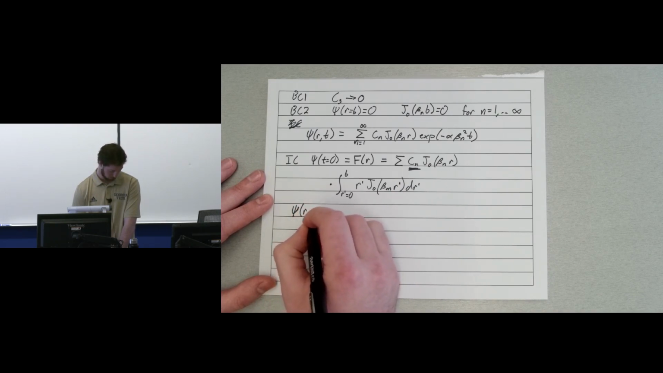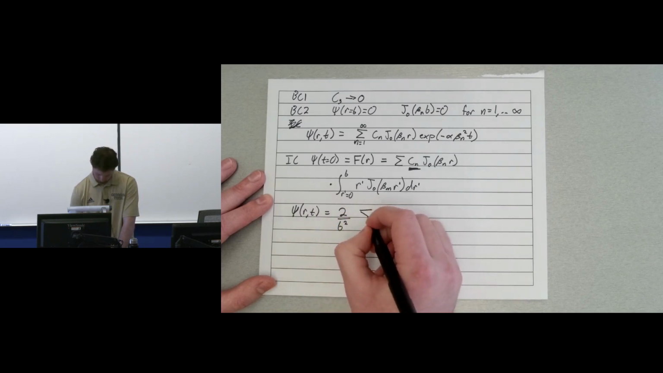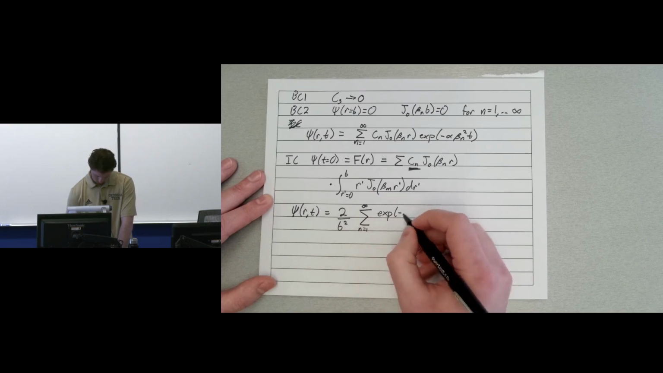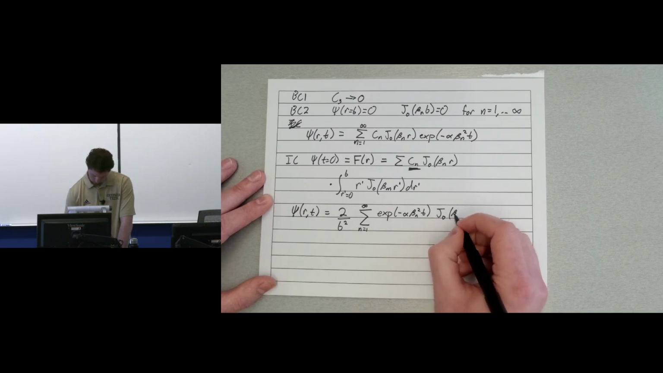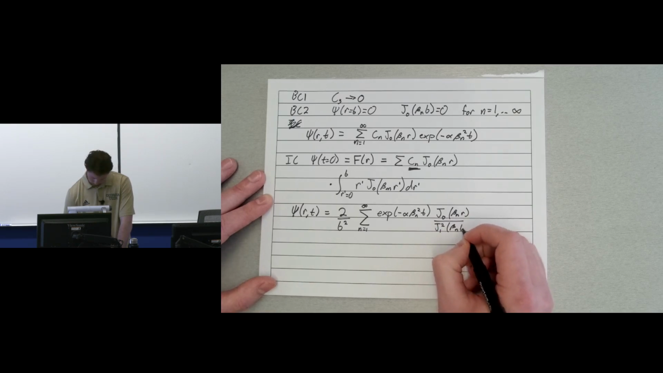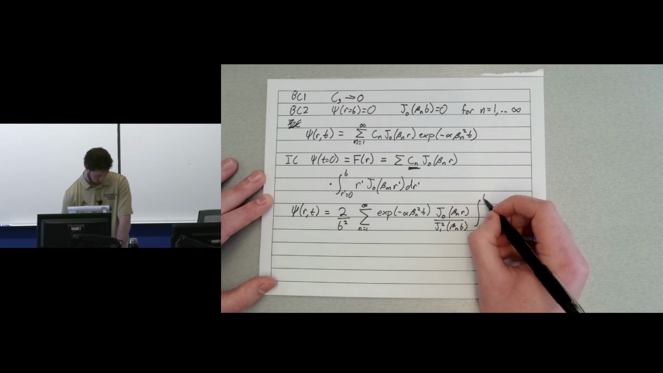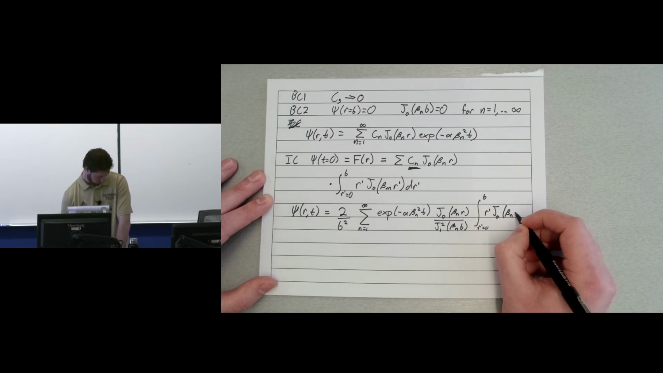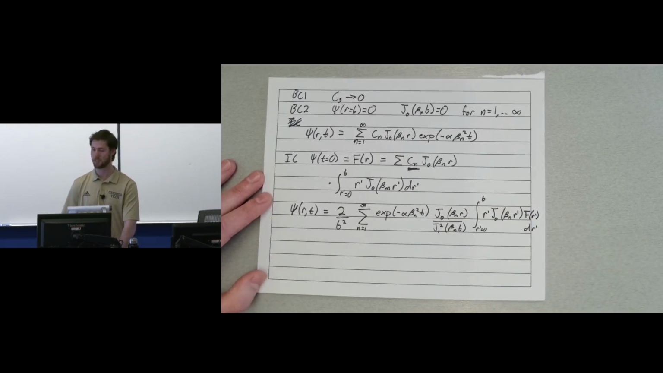Psi of r comma t is going to be equal to 2 over b squared, the summation from n equals 1 to infinity of e to the negative alpha beta n squared t times J naught of beta n r over J1 squared of beta n b, times our integral from r prime equals 0 to b of r prime J naught, gosh, this is a long function, r prime f of r prime dr prime. Okay, we've all seen these solutions?